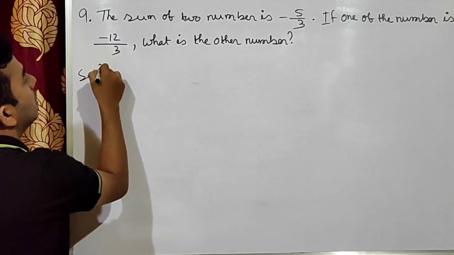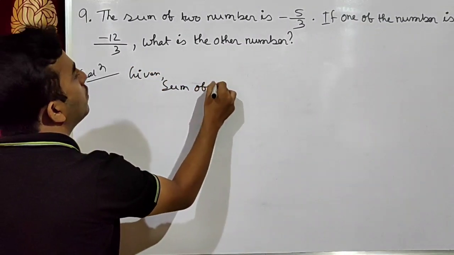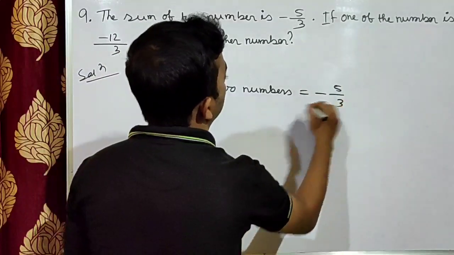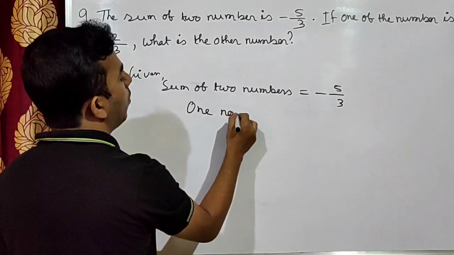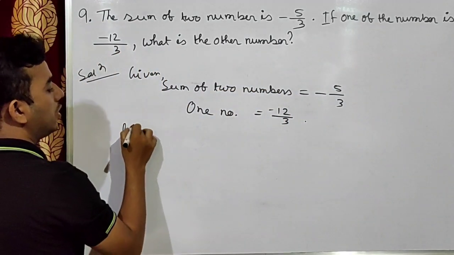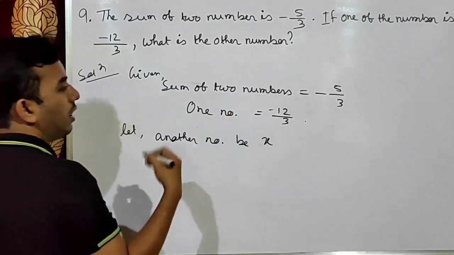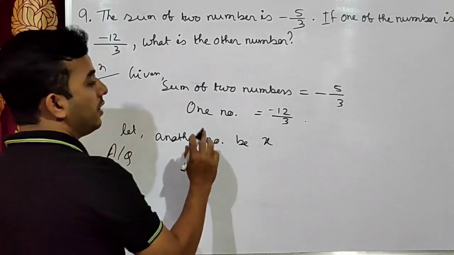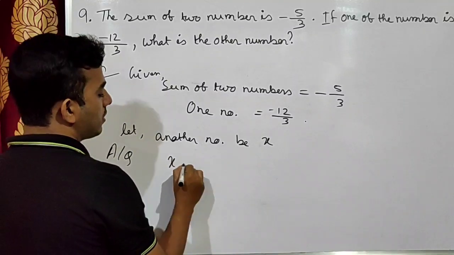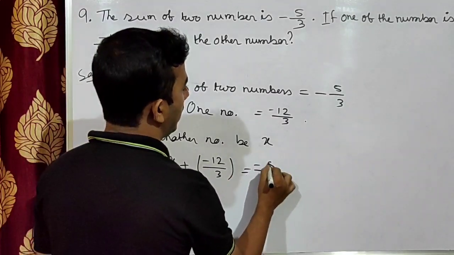So first write the solution. Given, the sum of two numbers equals minus 5 by 3. Clear? One number equals minus 12 by 3. Okay. Now let the other number be x. According to the question, the sum of x and minus 12 by 3 is minus 5 by 3. So let us write x plus minus 12 by 3 equals minus 5 by 3, isn't it?